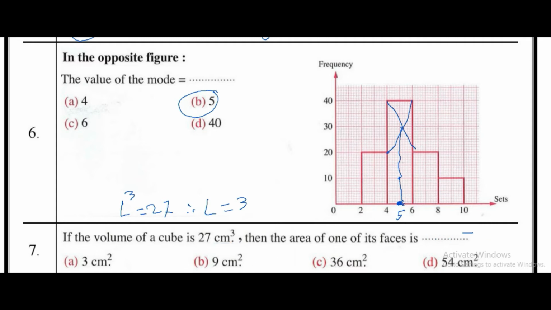The area of its faces, all faces. The area of one face, 6 faces, 6L square. The cube has 6 faces, it means the total area. The area of one of its faces, 3 times 3 will be 9. The area of one of its faces is 9 square centimeter.